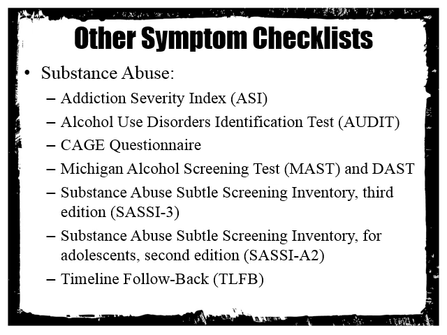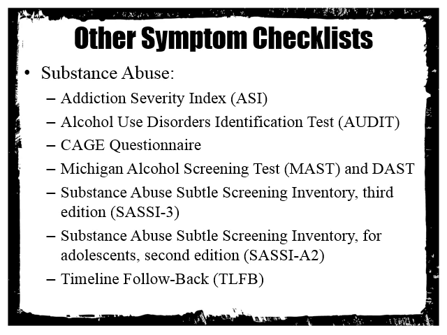There's the Addiction Severity Index, the Alcohol Use Disorders Identification Test known as the AUDIT, the CAGE questionnaire. The CAGE, I believe, only has 4 or 5 items, it's fairly brief. Then there's the Michigan Alcohol Screening Test, and its variant for just illicit drugs rather than alcohol, the DAST. There's also the Substance Abuse Subtle Screening Inventory, and it's in its 3rd edition now.